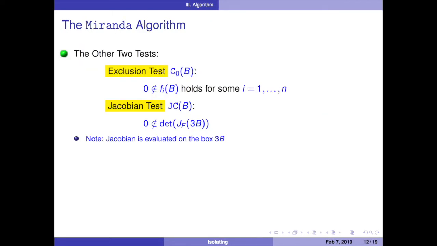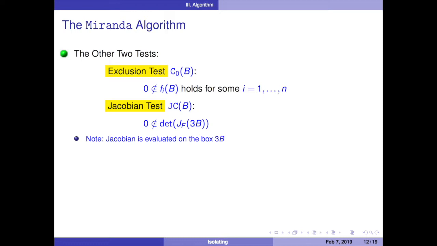Okay, I won't talk about this. So I have to talk about two other tests. The exclusion test. This is fairly easy. 0 is not in F_i of B for some i. If 0 is not in there, then there cannot be any root.